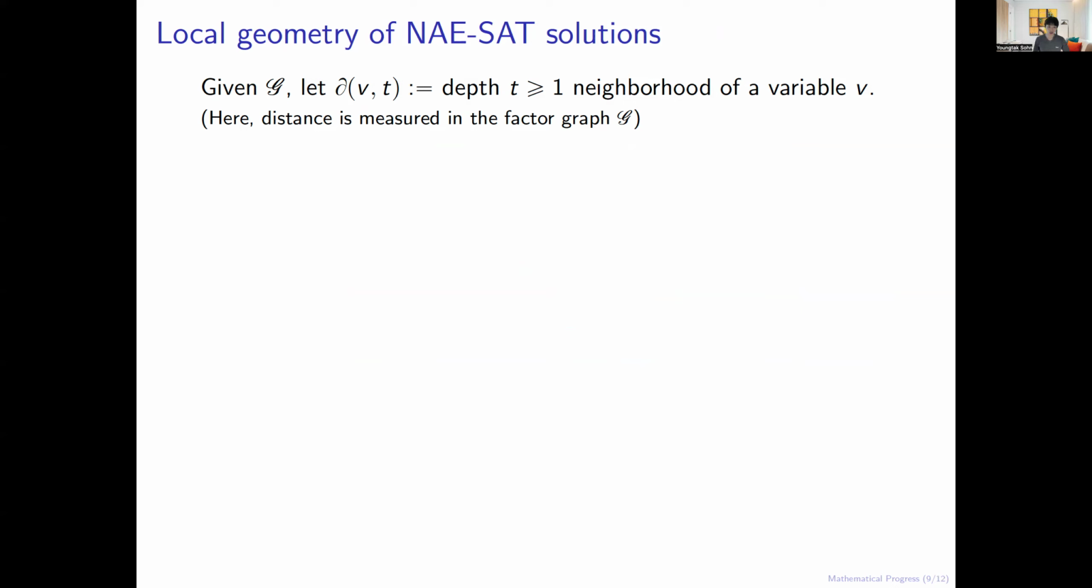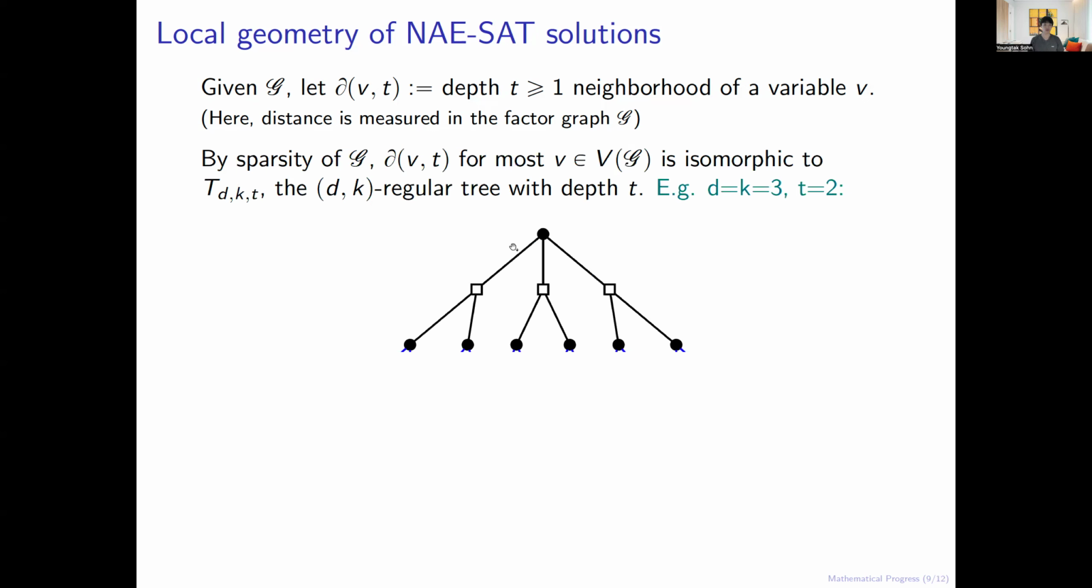So the new result in this field is about the local geometry of non-equal SAT solutions. So given the instance G, let's consider the depth T neighborhood of a variable v. Since G is a graph, we can talk about distances from a variable. And because of the sparsity of G, this neighborhood of depth T for most v will be isomorphic to a (d,k)-regular tree. For example, if d and k equal 3 and T equals 2, this looks like the following.